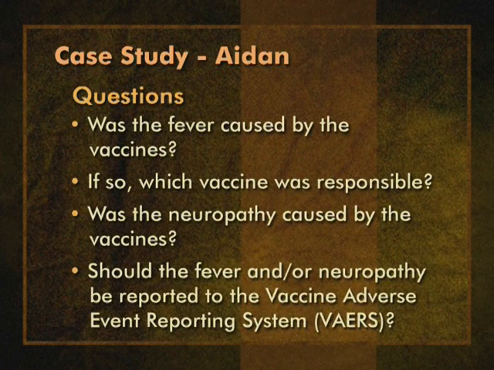Here are the questions about Aiden. Was the fever 9 days after his last vaccinations caused by the vaccines? If so, which vaccine was responsible? Was the neuropathy caused by the vaccines? Should the fever and/or the neuropathy be reported to VAERS? If you are viewing this program with a group, we suggest you pause the program now and discuss it among yourselves. We will return in a moment to discuss it with you.